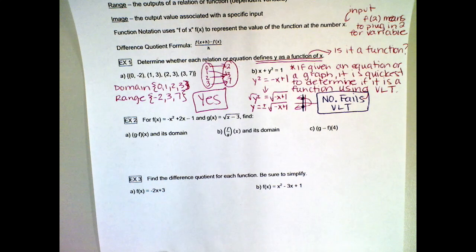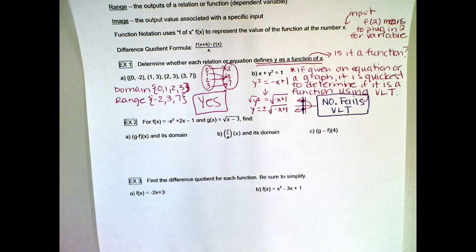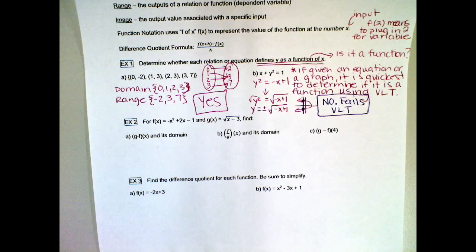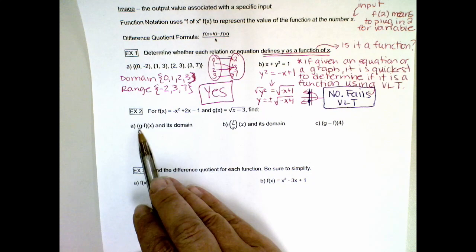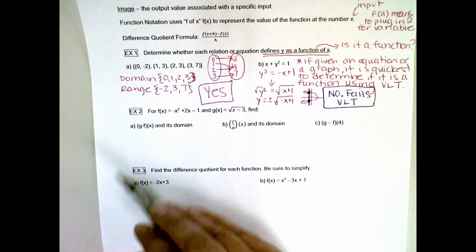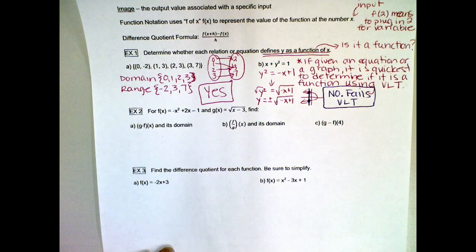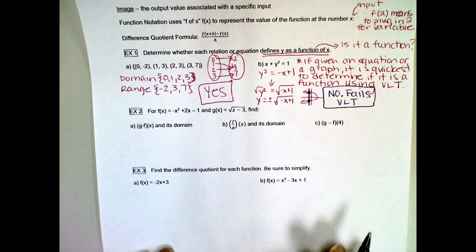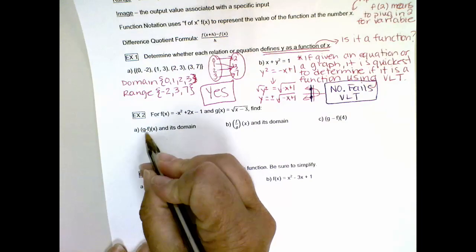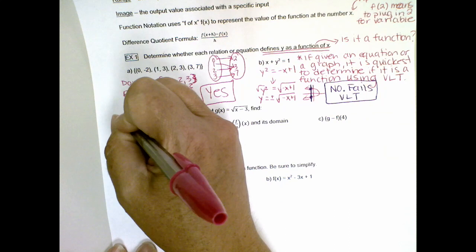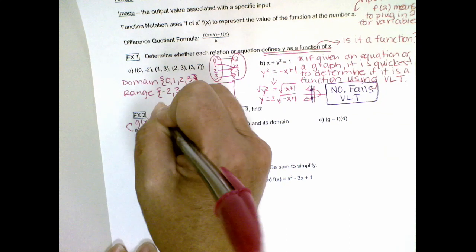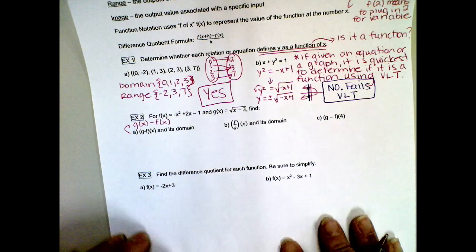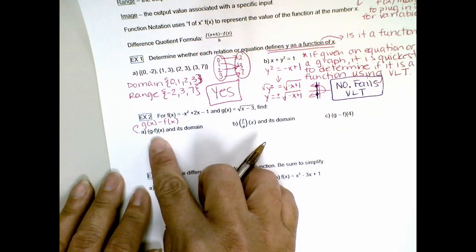All right, looking at example 2, we're given two functions, f of x and g of x, and we are performing operations on those functions. So this right here is read g minus f of x. I want to find g minus f of x and find its domain. This notation means the exact same thing as g of x minus f of x. So that's exactly what I'm doing to find this function.